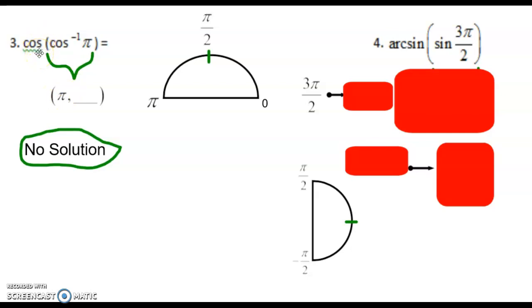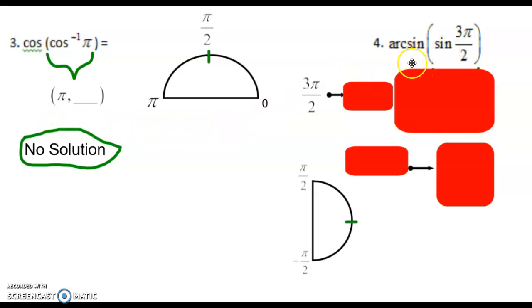Now, if this were the inverse cosine of the cosine of pi, then it would be a different story. We would be able to identify that. However, because this is the cosine of the inverse cosine of pi, we first have to see what angle measure has that cosine of pi. Pi is not a possible x value, so that is no solution. So that's a tricky one.